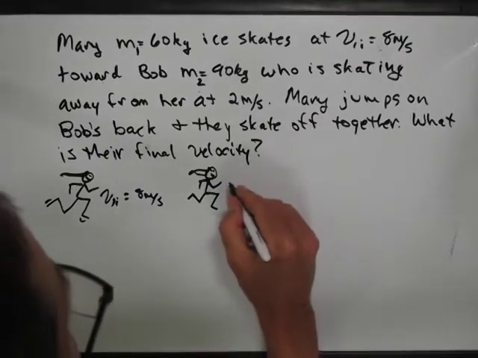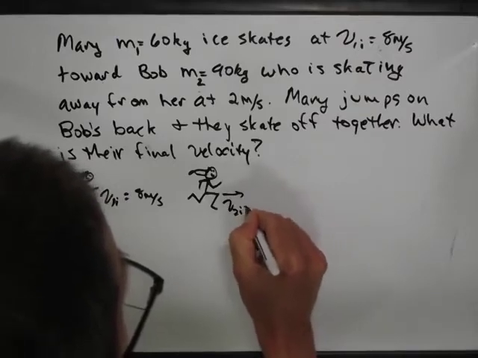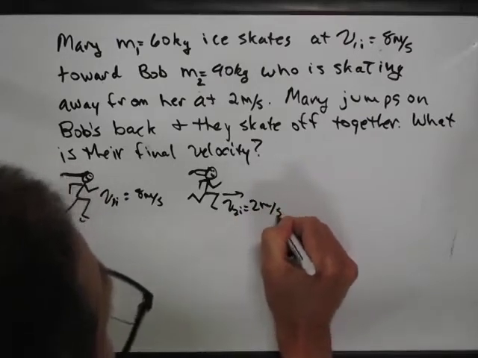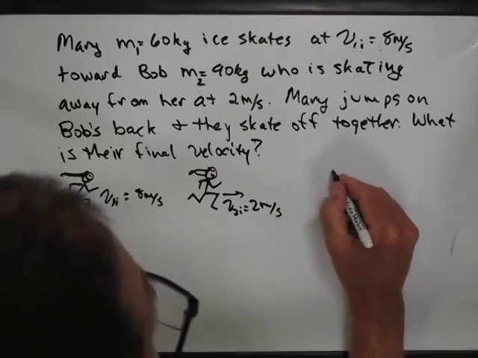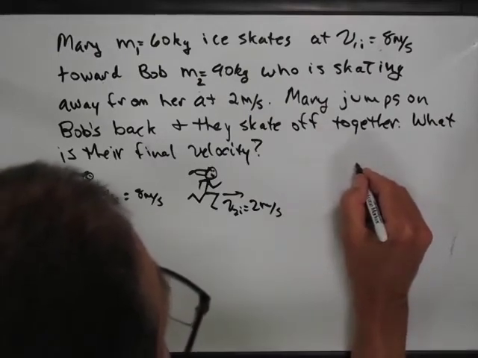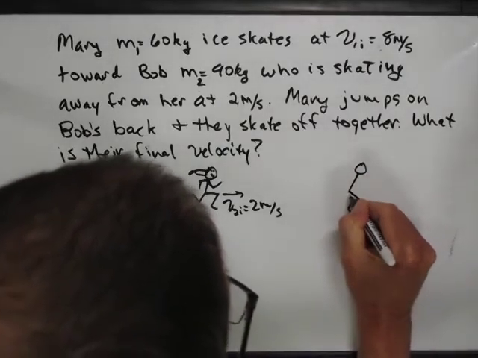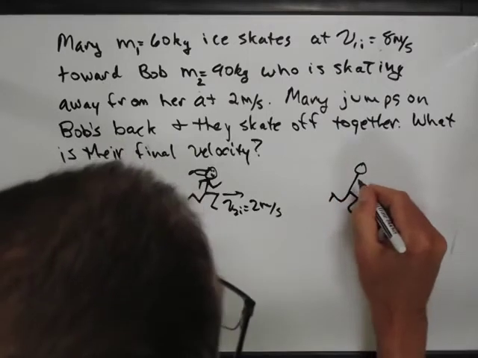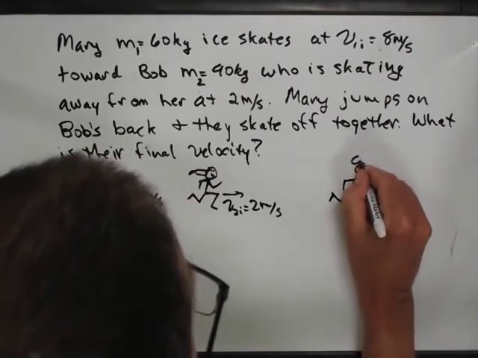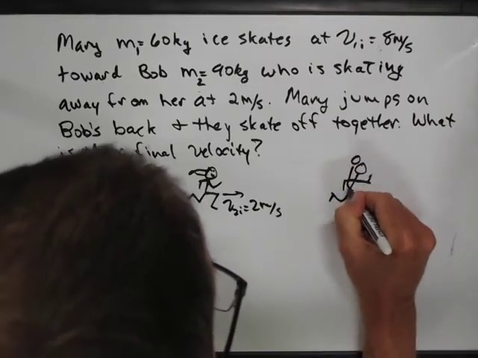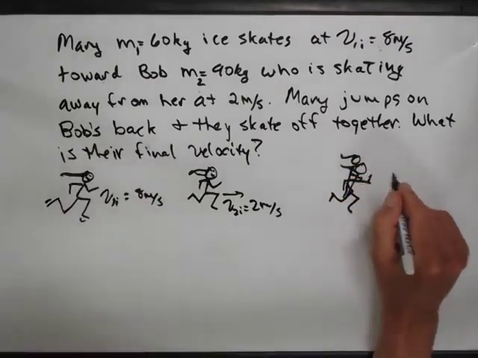So this is V2 initial equals 2 meters per second. And then we're going to say, after she jumps on his back, I don't know how I'm going to do this. So I guess I'll draw Bob first, and then Mary's on his back somehow.